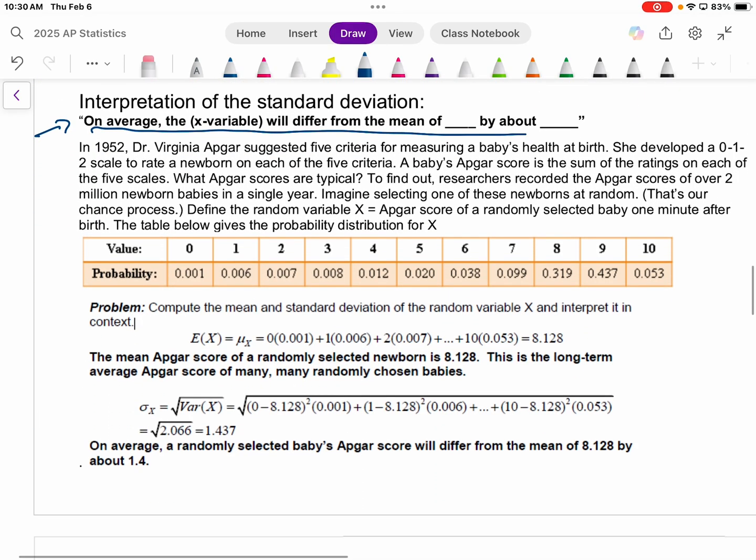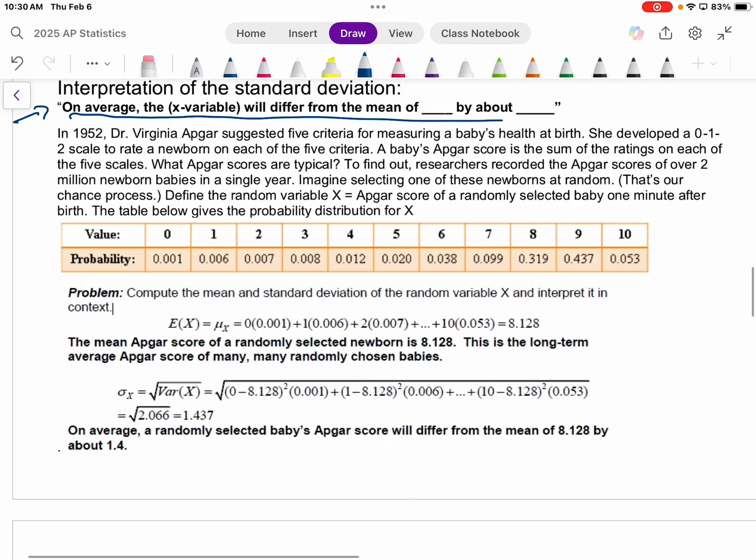So here is a problem done for it. We're just going to walk through it. You don't have to do any of the calculations. We just get to walk through it.